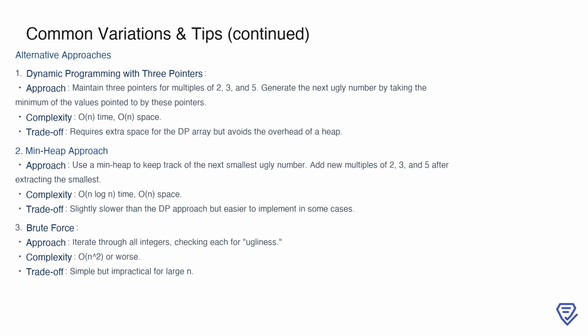Lastly, there's the brute force approach, which involves iterating through all integers and checking each one for ugliness. However, this method has a time complexity of O(n squared) or worse, making it impractical for larger values of n. While simple, brute force is best avoided when efficiency is a concern. Understanding the trade-offs of each approach will help you choose the best solution depending on the context.